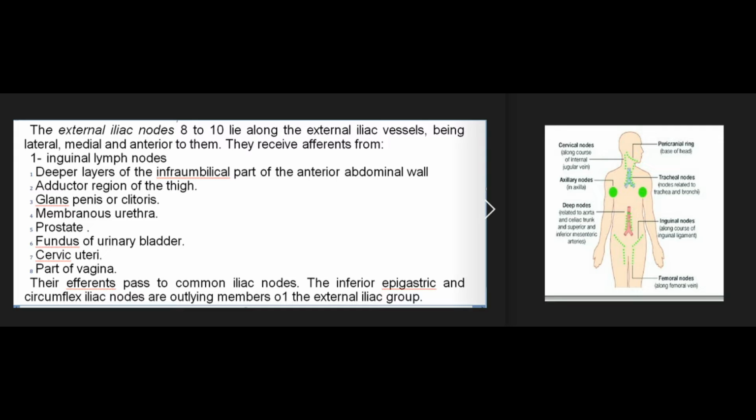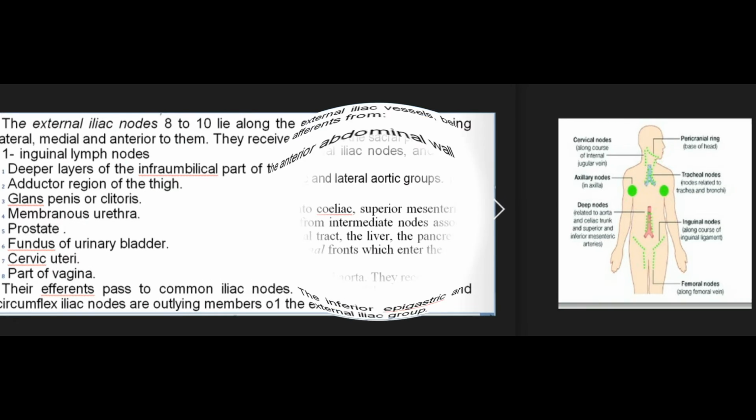1. Inguinal lymph nodes. 2. Deeper layers of the infra-umbilical part of the anterior abdominal wall. 3. Adductor region of the thigh. 4. Glans penis or clitoris. 5. Membranous urethra. 6. Prostate. 7. Fundus of urinary bladder. 8. Cervix uteri. 9. Part of vagina. Their efferents pass to common iliac nodes. The inferior epigastric and circumflex iliac nodes are outlying members of the external iliac group.